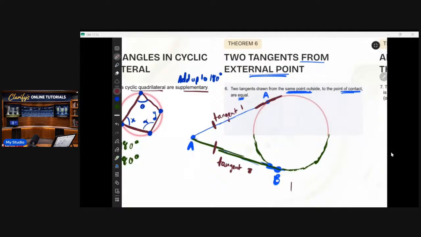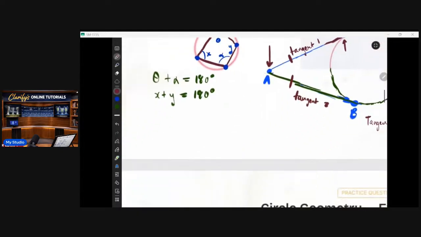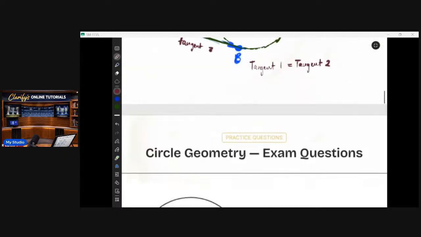So you write, students, tangent 1 is equal to tangent 2. They are equal. Why? Because the tangents are being drawn from the same point. They are starting from the same point and they are ending at the point of contact. They are not passing it. So it makes the two tangents equal to each other. So these two tangents are equal.